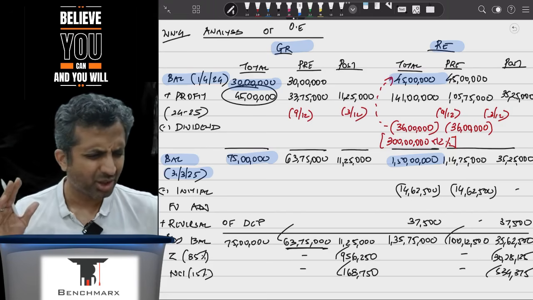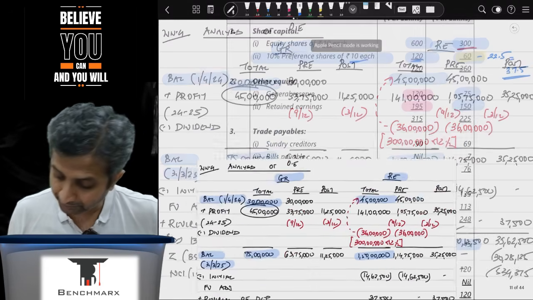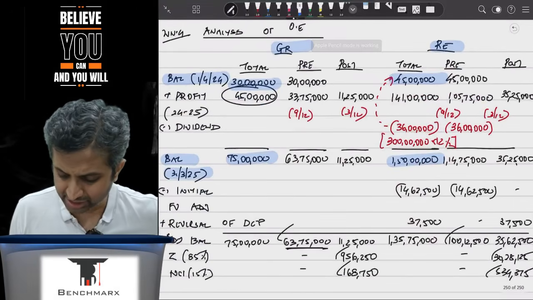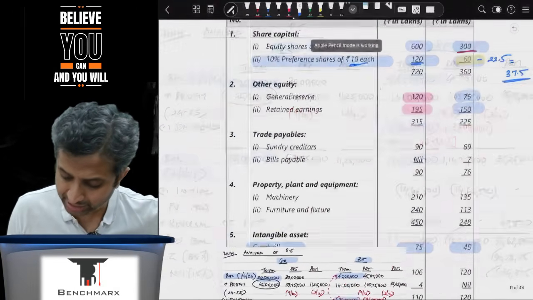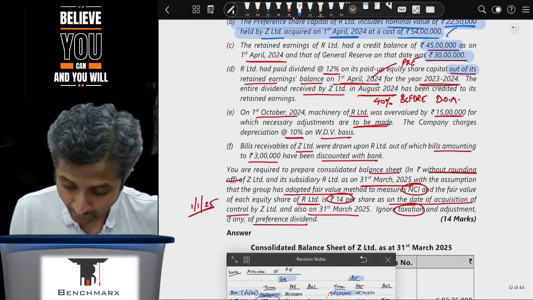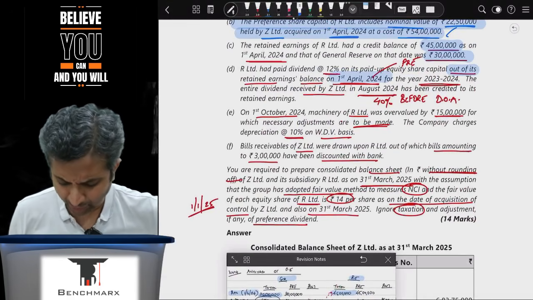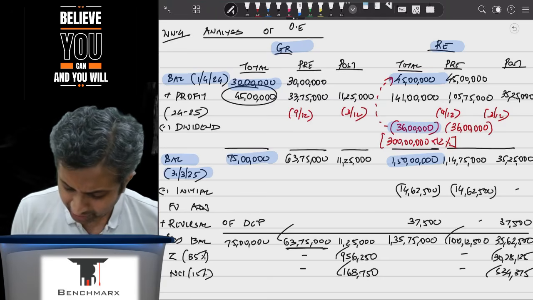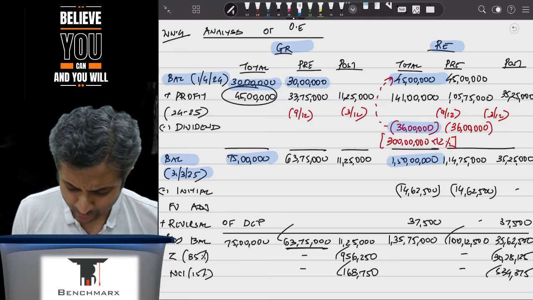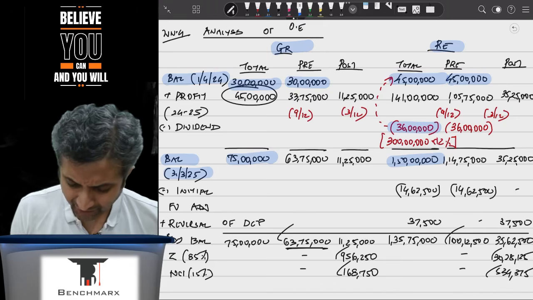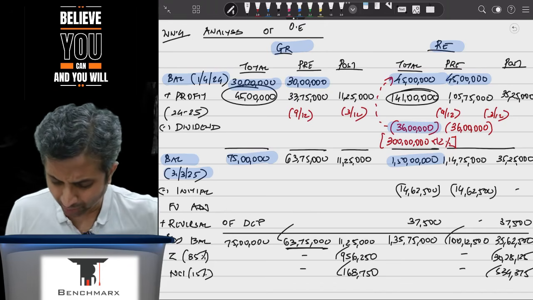Sorry, 12% of 300 lakhs comes to 36 lakhs, and you have been told that this 36 lakhs has been paid out of the balance on 1st of April 2024. So this is clearly out of the pre column. So what I do is I will allocate this 30 lakhs goes to pre, 45 lakhs goes to pre. Once I find the balancing figure, I believe this 1 crore 41.